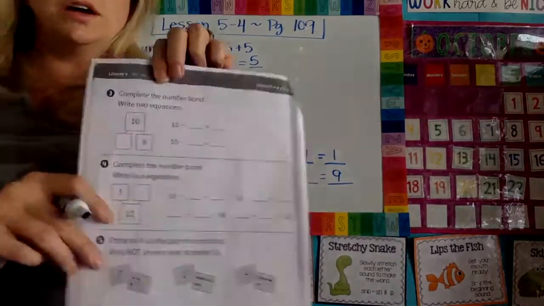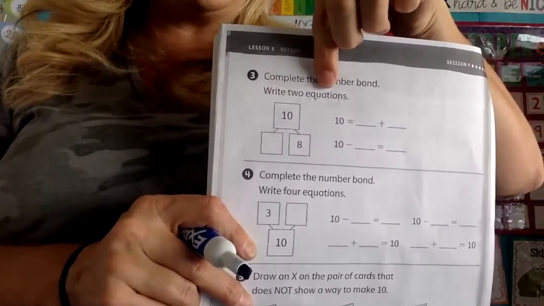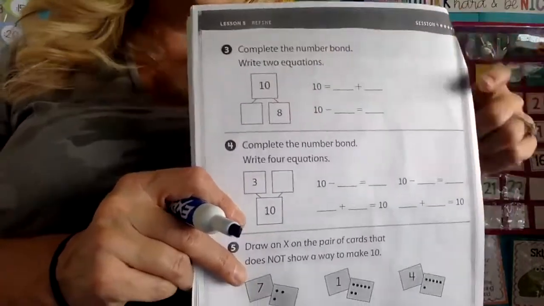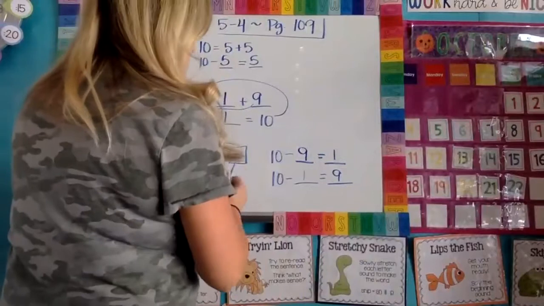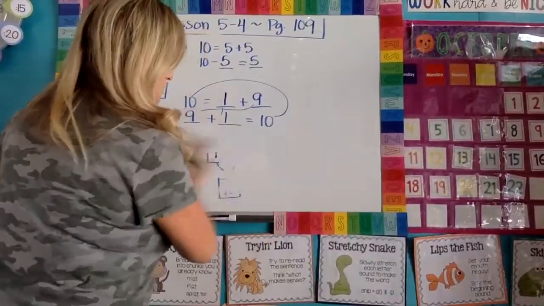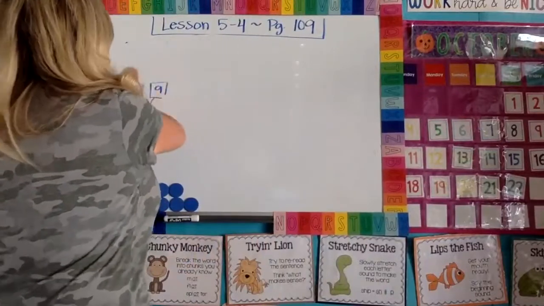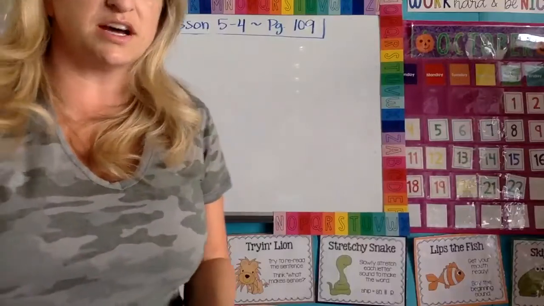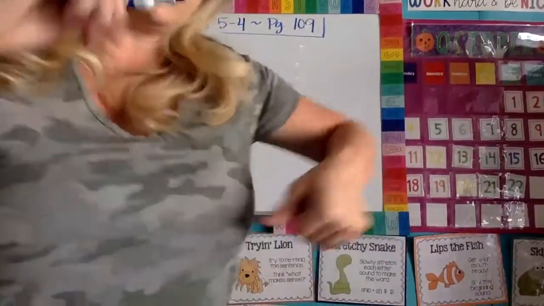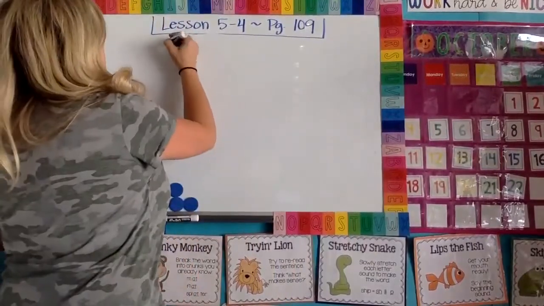Number 3, complete the number bond. Write 2 equations, 10 and 8. Ooh, all right, here we go. I'm going to erase all of this. Again, don't forget, boys and girls, you can pause and rewind and freeze and all that good stuff if you need to. So here I'm doing 10 and 8. This is problem number 3.